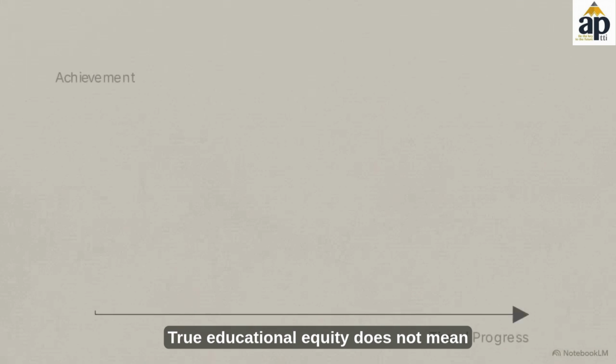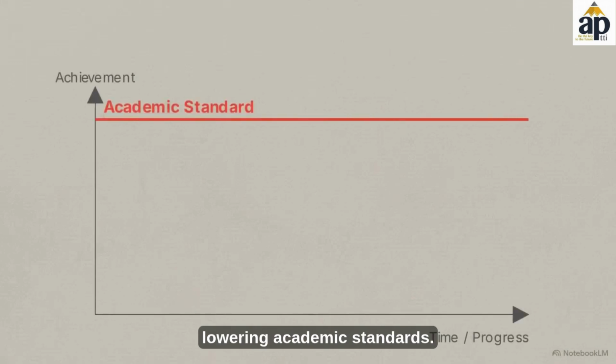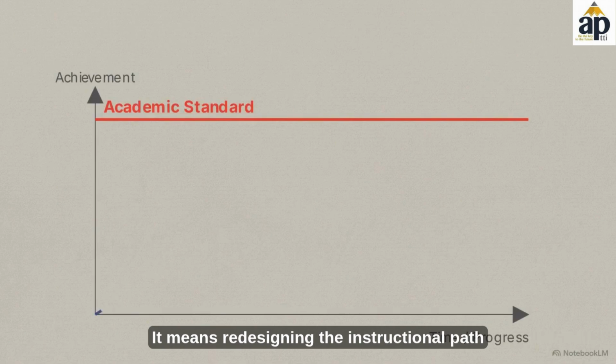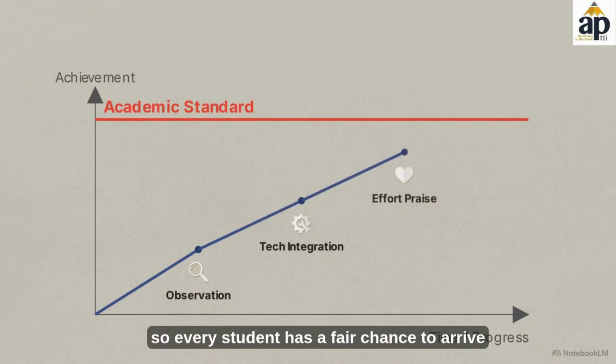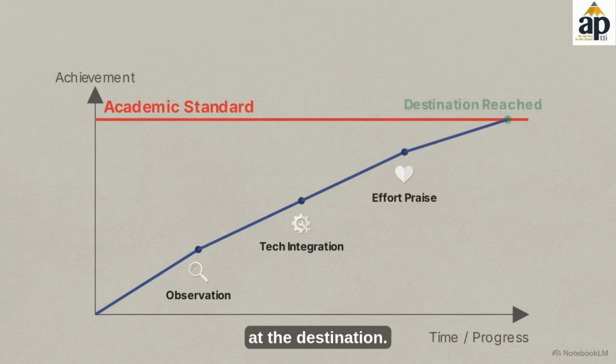True educational equity does not mean lowering academic standards. It means redesigning the instructional path required to reach them, so every student has a fair chance to arrive at the destination.